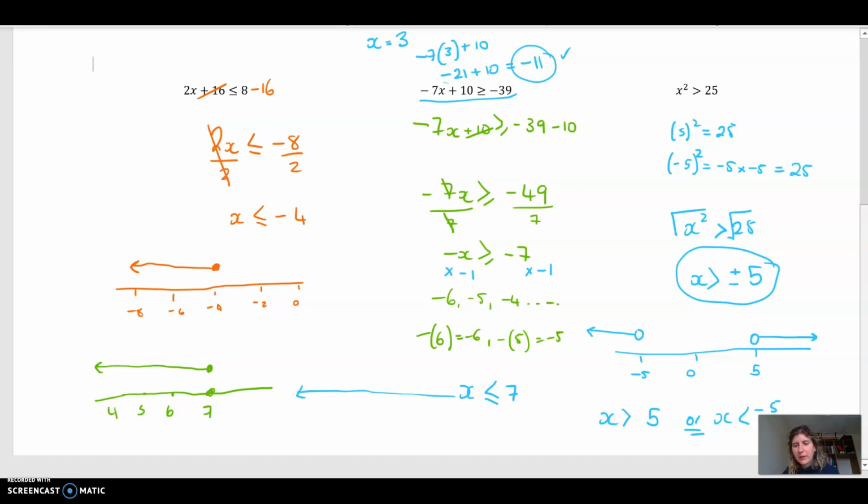Now again, that's not strictly part of the curriculum, so if you're finding that hard, don't stress about it too much for the moment, but I think it's an interesting way of combining solving with quadratics and inequalities.